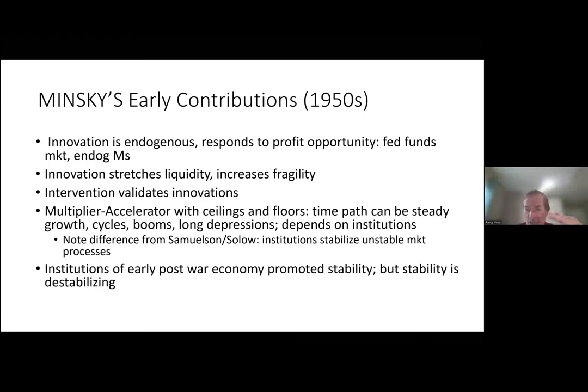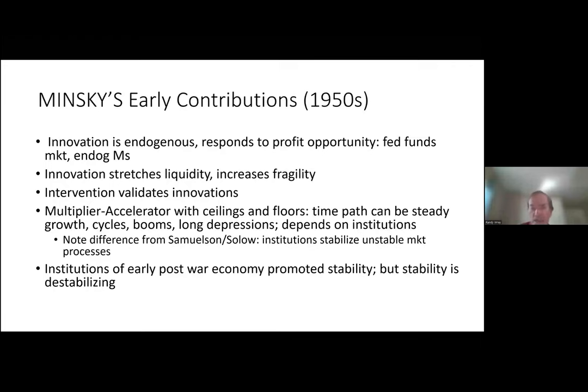So a ceiling means a limit to how fast you can grow. A floor means how far you can fall down over the course of the business cycle. And those ceilings and floors are institutional constraints. So instead of the market being stable, the market's unstable, but we stabilize the market by instituting institutions. I'll talk more in a minute about how the government provides institutions that stabilize the market processes. But just for right now, let me say, Minsky didn't argue that it's only the government. The market itself can create ceilings and floors.